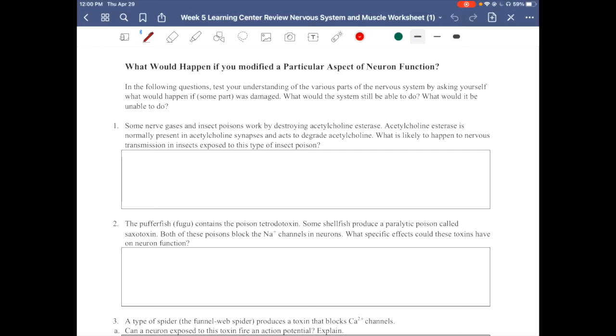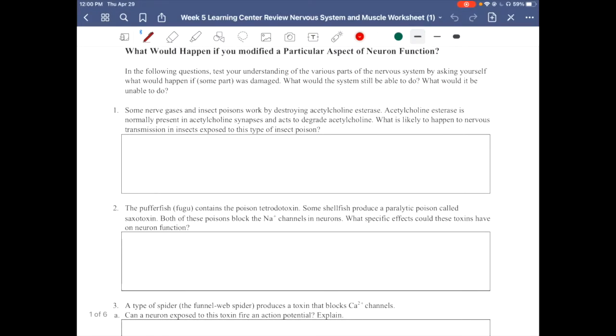All right, since it's 12, I'm gonna go ahead and get started. Pull out the worksheet if you have access to it. So this week we're going to be looking at neuron function and what type of things can affect it and in what ways.